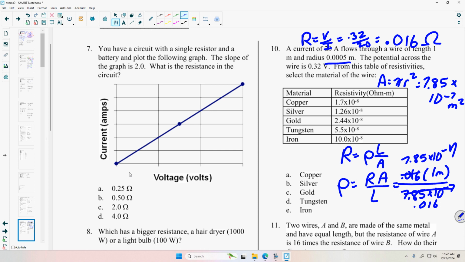Yeah, so I get 1.3 times 10 to the -8. Yeah, so it's the 1.26. B, or silver, was the right answer on this one. So R is 0.016, A is 7.85 times 10 to the -7, divided by 1. And I get 1.3 times 10 to the -8, which is silver. So B is the right answer. Okay? I'm not sure what mistake you made. Maybe it was one of the mistakes that I made. Probably, yeah. All right. Other particular questions?